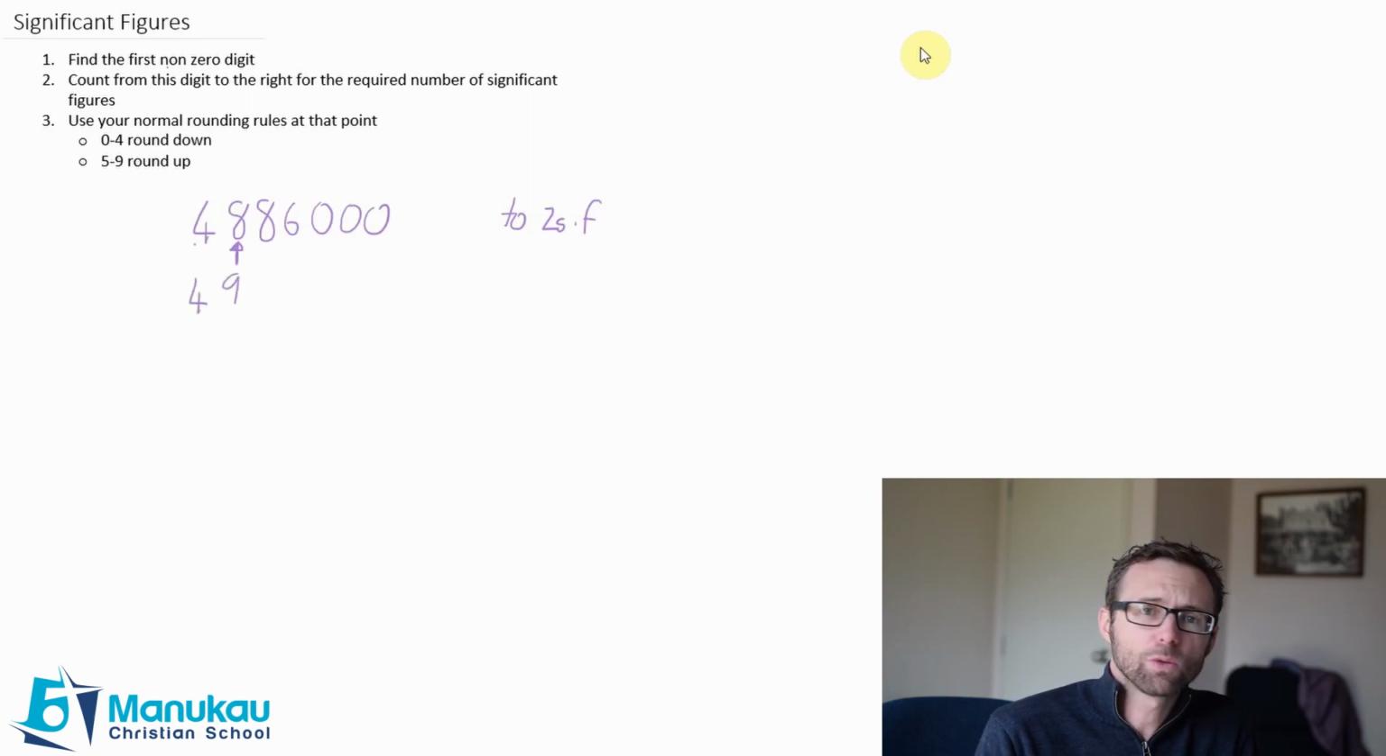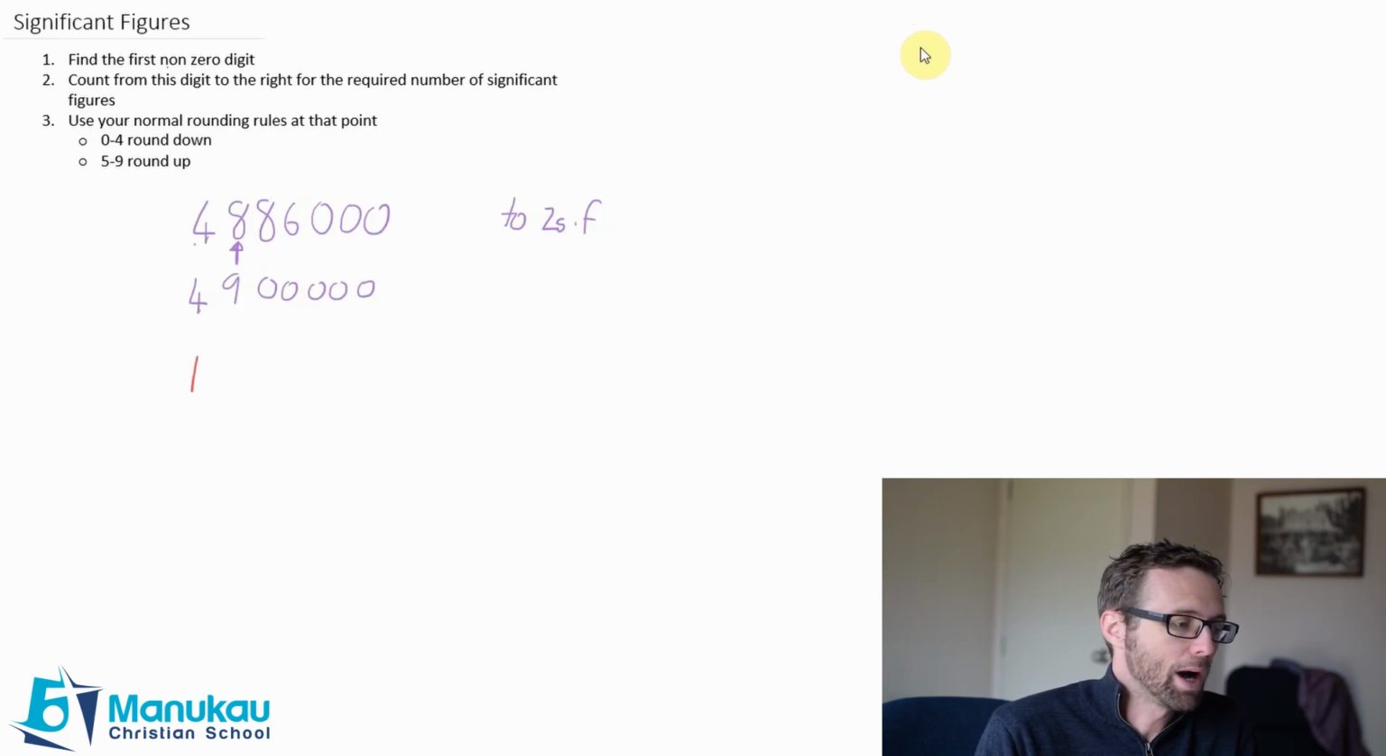So the 8 rounds up to 49. And what do we do for the rest? Well, it's not 49, it's 4,900,000. Okay, so that's our first example. Let's try another 2 significant figure question.